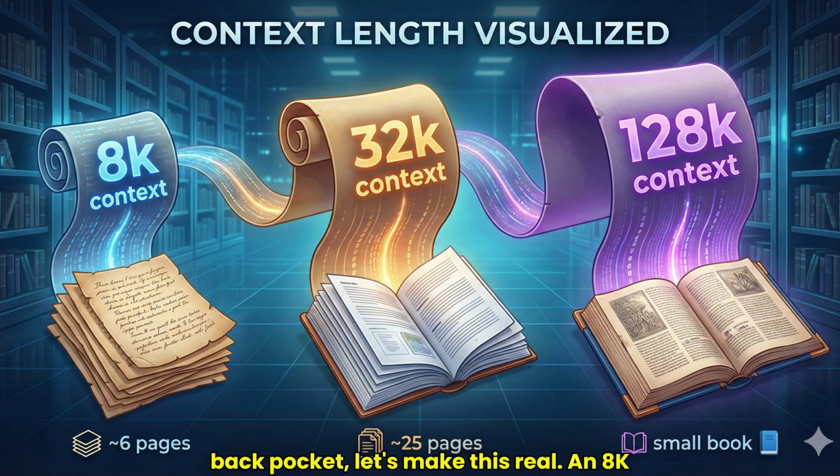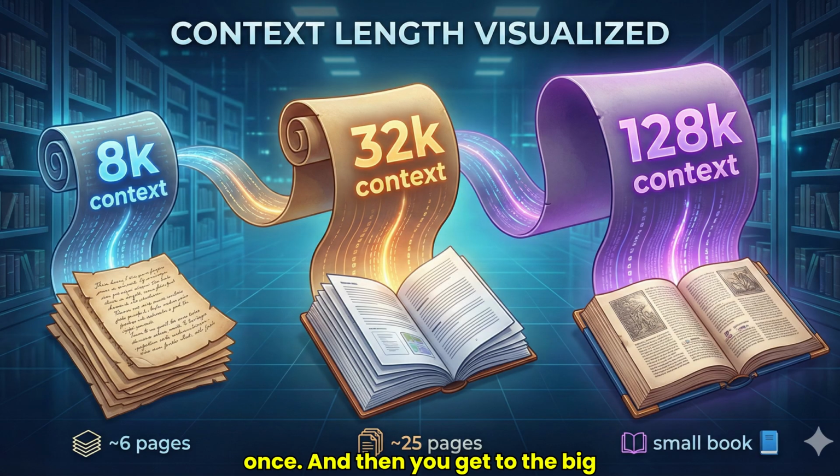All right, so with that in our back pocket, let's make this real. An 8K token window, what does that actually mean? Well, it can hold about 6 pages of text. Not bad, right? Kind of like a short report or an essay. But then you jump to a 32K window, and that scales things up big time. We're talking roughly 25 pages. Now you can fit a whole chapter of a book in there, letting the AI hold so much more information in its head at once.